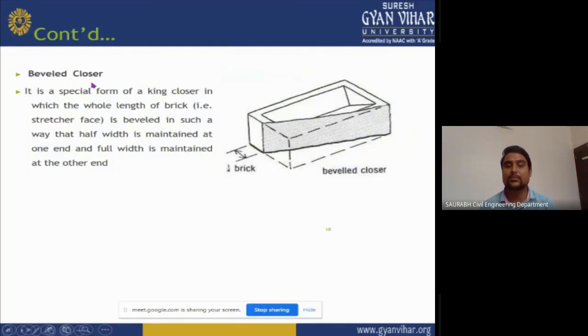Now bevelled closer, we will see what is the bevelled closer. It is a special form of the king closer in which the whole length of brick is bevelled in such a way that half width is maintained at one end, as you can see, and full width maintained at the other end.